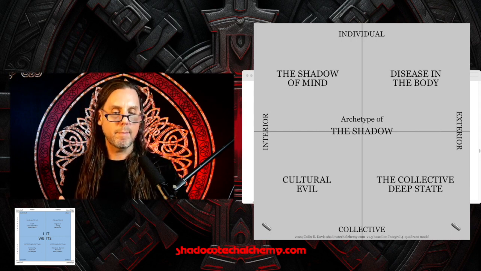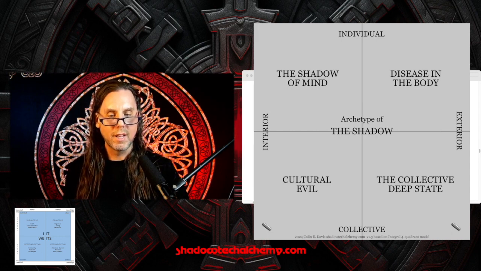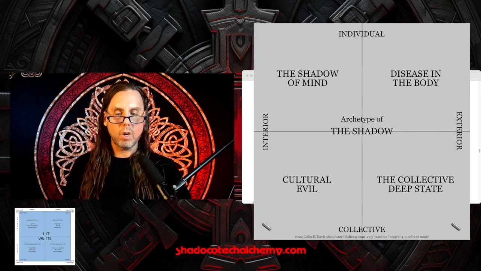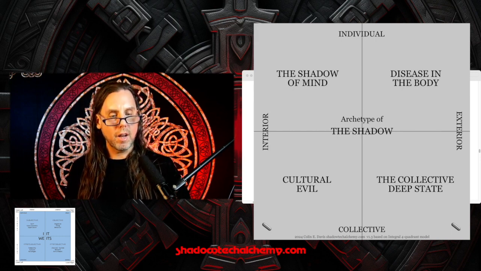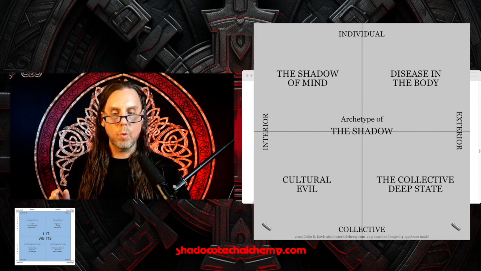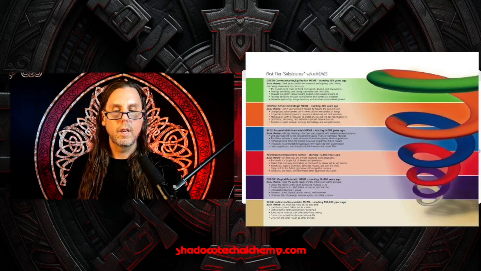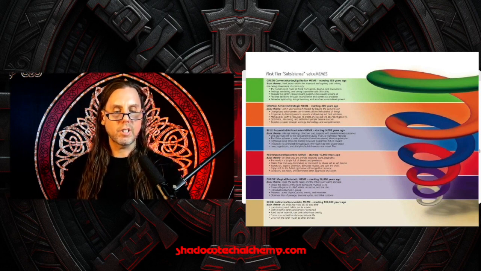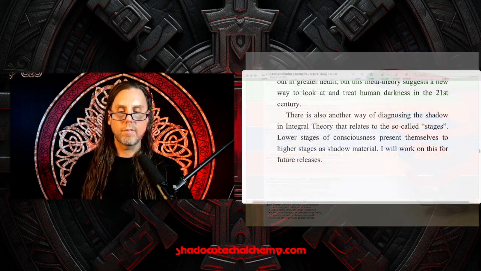Expose false flag events and media pre-programming in the bottom two quadrants, then trace them back into the personal mind and body and treat them there. If you work on one, you will cause movement in all the others, and to treat one fully, you need to treat them all. We must work this out in greater detail, but this meta-theory suggests a new way to look at and treat human darkness in the 21st century. There is also another way of diagnosing the shadow in integral theory that relates to the so-called stages. Lower stages of consciousness present themselves to higher stages as shadow material. I will work on this for future releases.